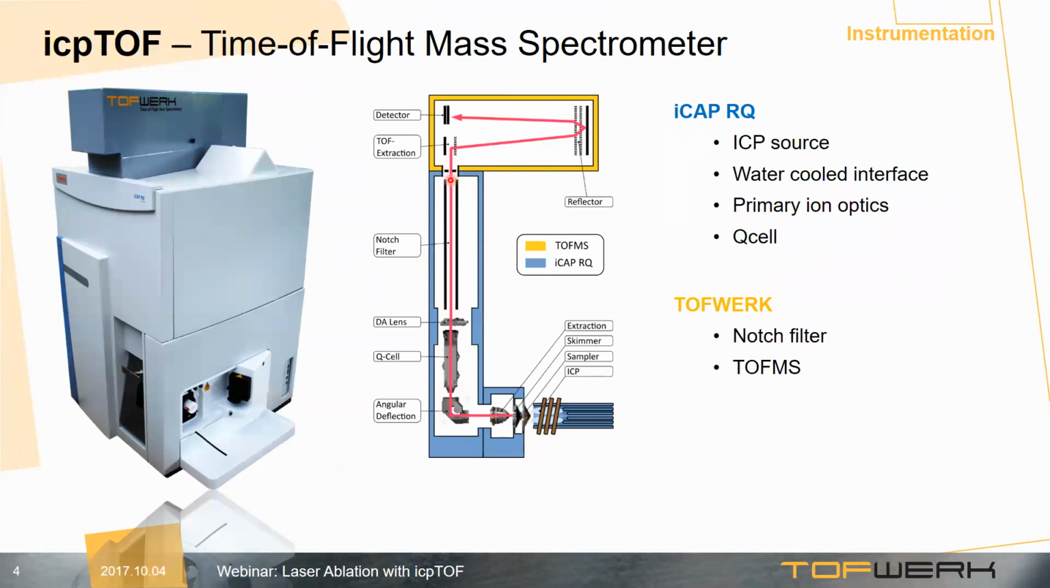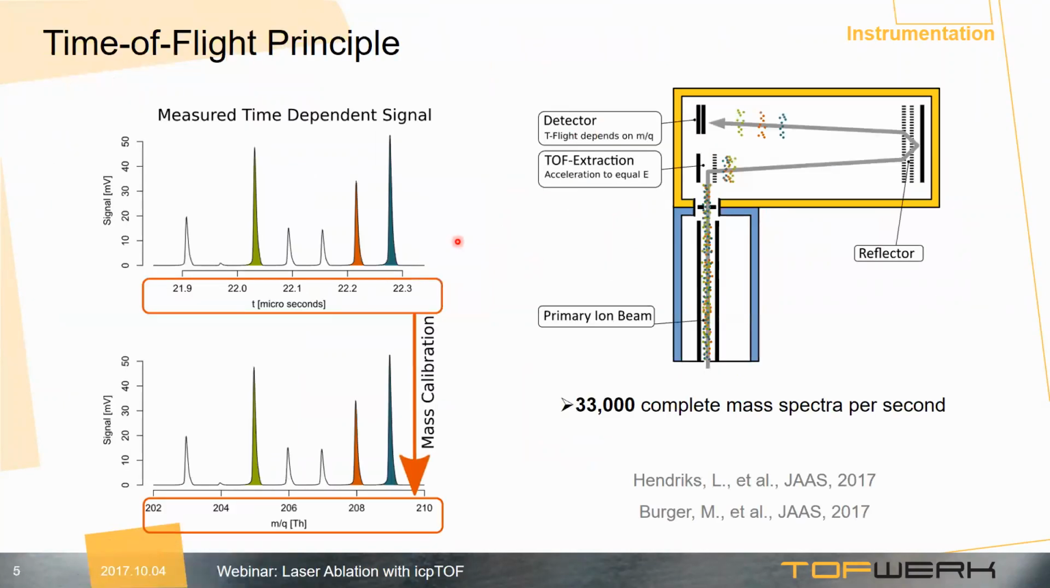This part is where the original quadrupole mass analyzer and the detector would have been. We take that out and replace it with a notch filter. This can be used to attenuate certain ions, for example argon ions that come from the plasma, so that they don't hit the detector all the time. Then at the top, you see the time of flight analyzer, which we built here at Tofwerk, and I will explain quickly how this works.